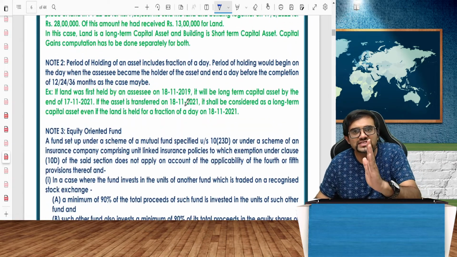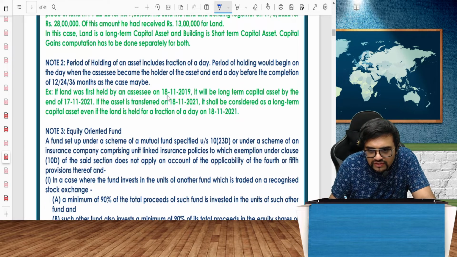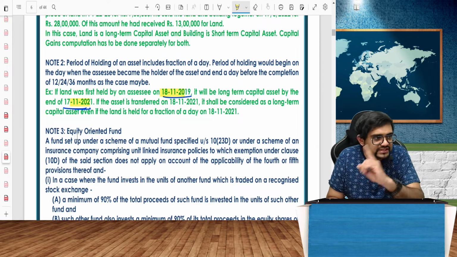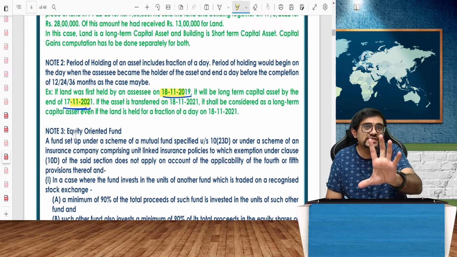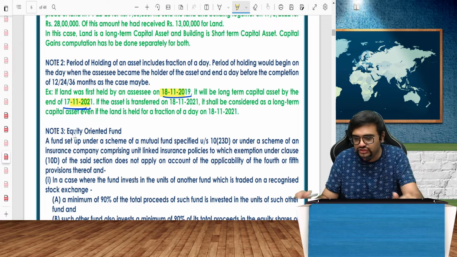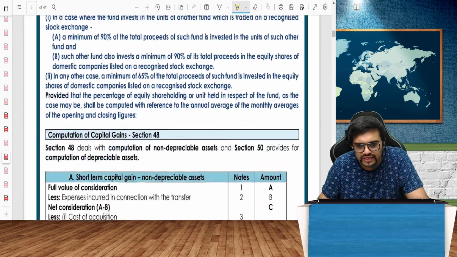And I should always see the period of holding the previous day. So if land was first held by the SSE on 18/11/2009, it will be long term by the end of 17/11/2021. Immediately previous day I should see. Previous day. All these are small hidden points. Keep that in mind. One day before I should see. Okay. Equity oriented fund. This you can go through. No, they'll not ask all those things.